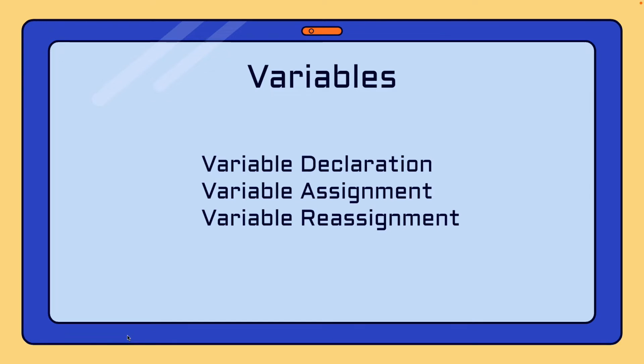So in our first section, we're going to talk about variables, and we'll see three main ideas. We'll see a variable declaration, we'll see variable assignment, and finally we'll see variable reassignment and what that looks like and what we can do with that.